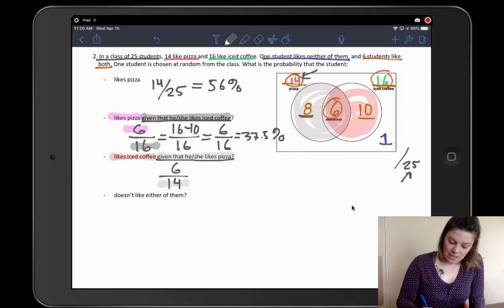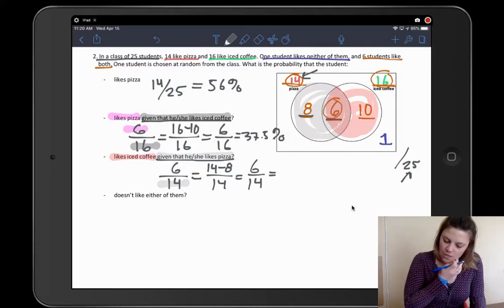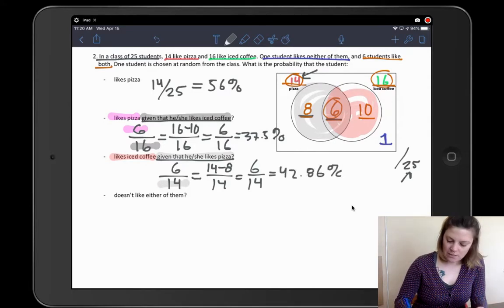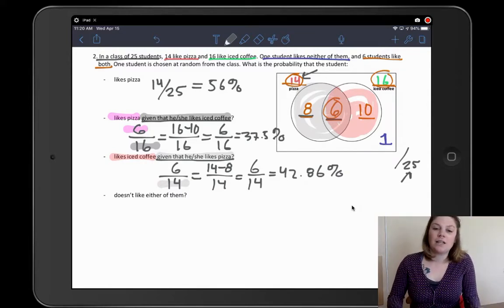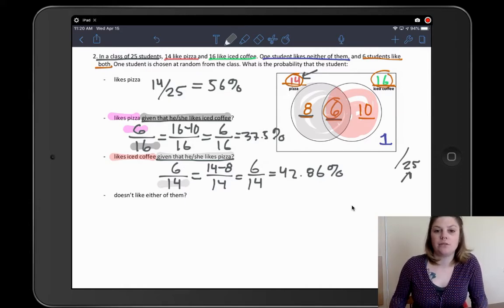I think I was confusing people because the way I showed my work, it would be 14 minus 8 over 14, which is 6 over 14. So I think that confused a few people because I showed my work a little weird on that. So I apologize. Hopefully this is helping clarify some of your questions. So now we have 6 out of 14, and that's going to be 42.86%. Make sure you're rounding correctly on that, especially for the formative assessments. It'll count it wrong if you don't round correctly.